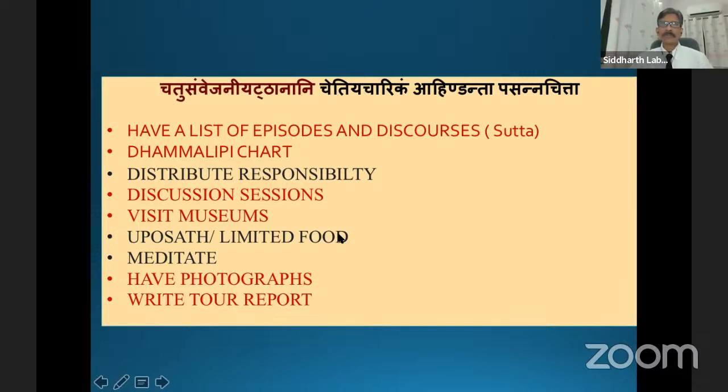So having an Uposatha is a very good thing. If not, then just ignore it. Then you have to meditate according to the place and according to the significance of the stupa. Generally we meditate Anapanasati. If you know Vipassana, you can meditate Vipassana.